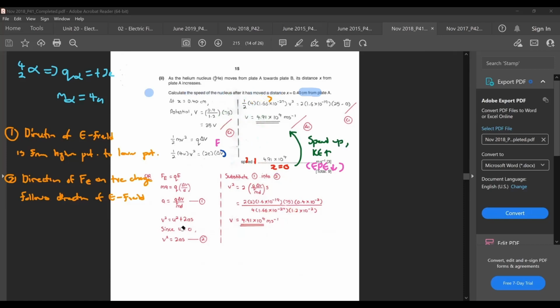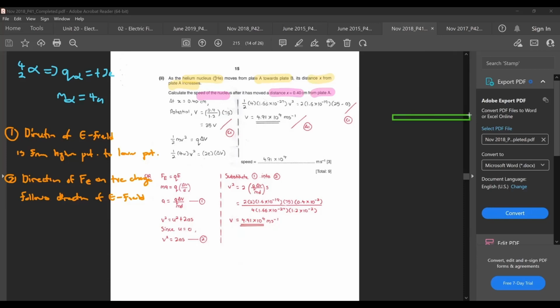And redraw something here for you. Just give me a moment to clear everything off. Okay, now in part 2, as the helium nucleus moves from plate A towards plate B, its distance x from plate A increases. Calculate the speed of the nucleus after it has moved a distance of x = 0.4 centimeter from plate A. Okay, so let's just consider this.